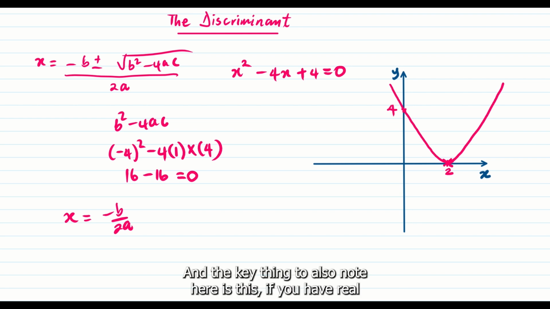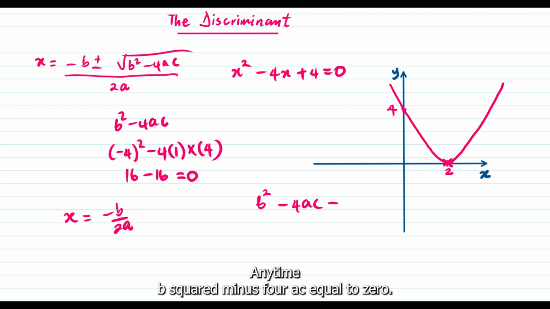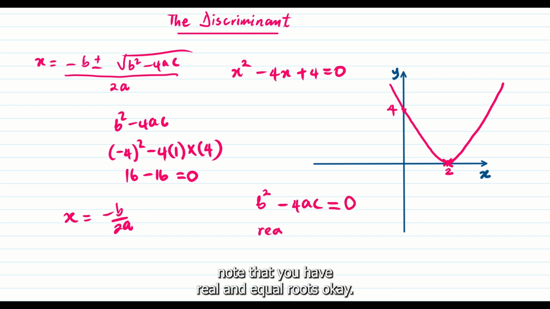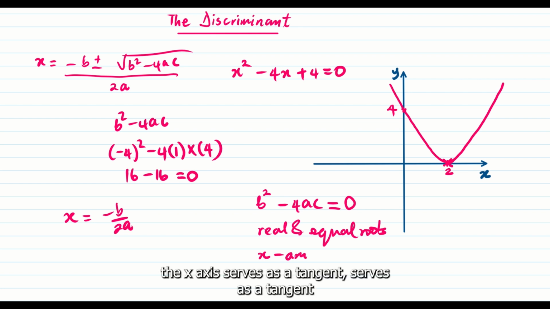All right, and the key thing to also note here is this: if you have real and equal roots, it means that the x-axis will serve as a tangent to the curve. This is very important, okay? Anytime b squared minus 4ac equals 0, note that you have real and equal roots, and also note that the x-axis serves as a tangent to your curve.